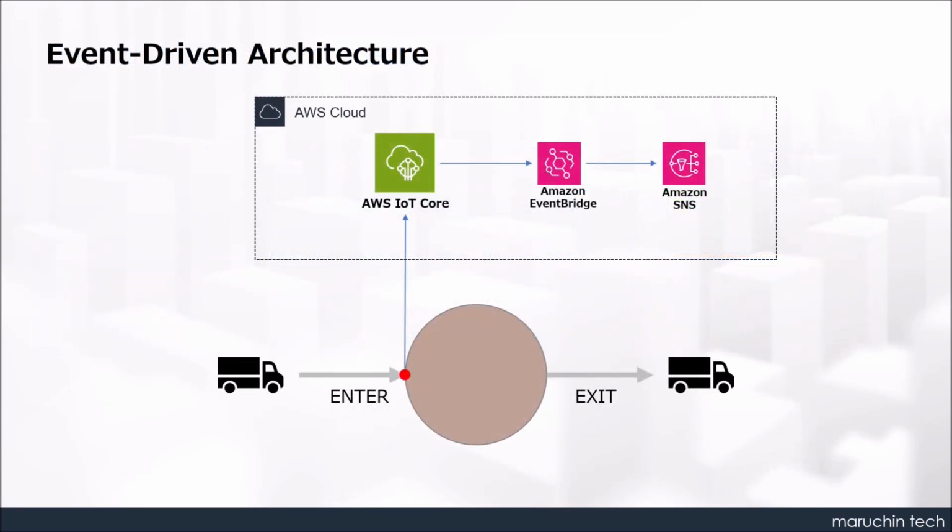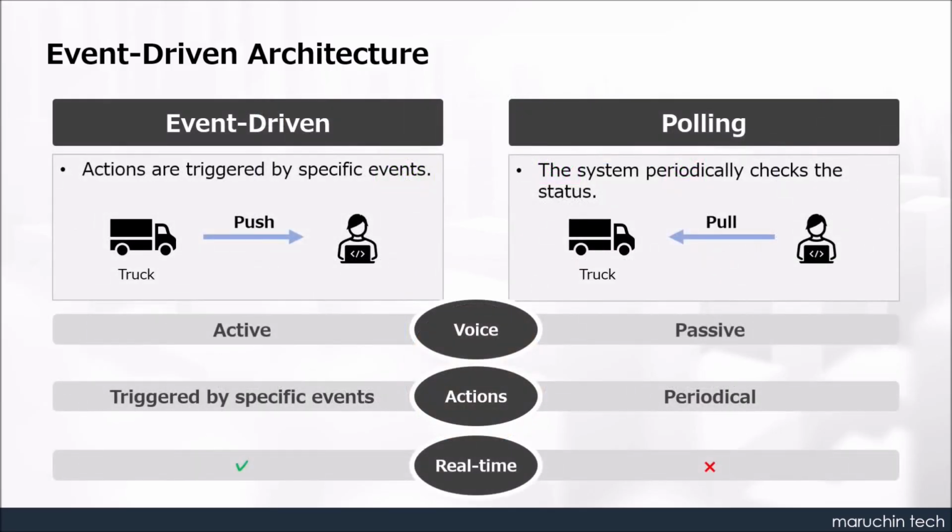First, let's talk about event-driven architecture. In this hands-on lab, we want to detect the exact moment the truck enters the geofence. Once the location trigger is detected, we will send an email notification to the user. An event-driven architecture is a design paradigm where actions are triggered by specific events. For example, it detects the moment a truck enters a geofence, or when server CPU usage exceeds a predefined threshold, and immediately triggers the next action.